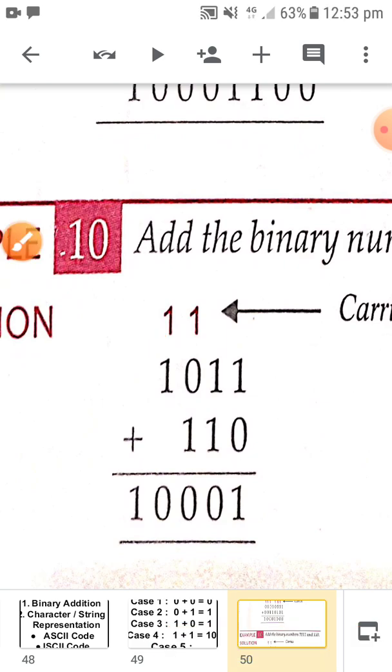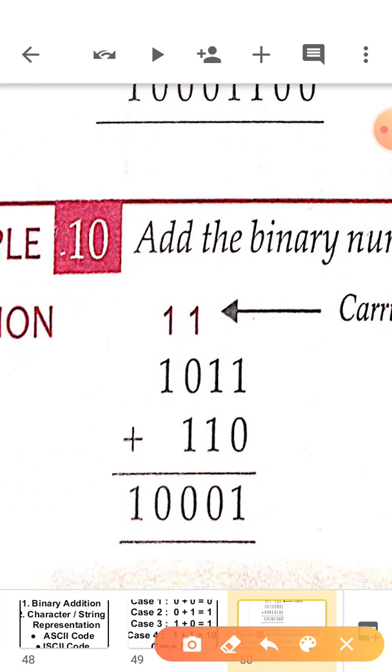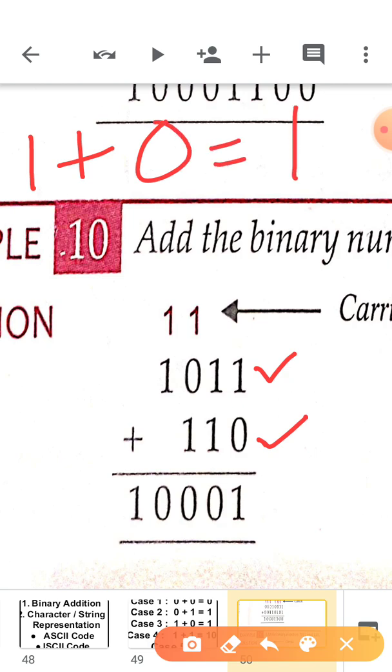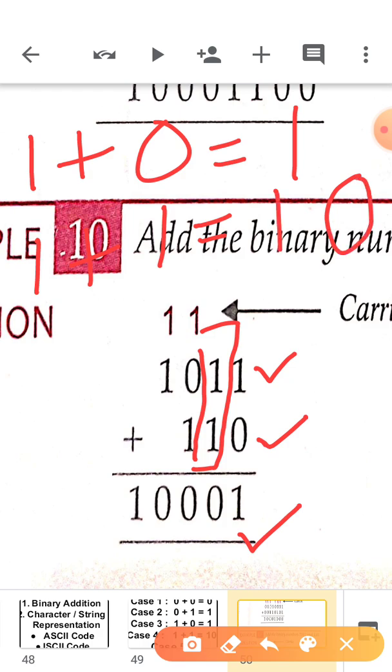How? Let's see. See, this 1 and this 0 add together. 1 plus 0 gives you 1. So you are getting 1 here. Now concentrate on this column. So 1 plus 1 is 0 in the down and 1 carry. So you are having 0 in the down and 1 carry here.